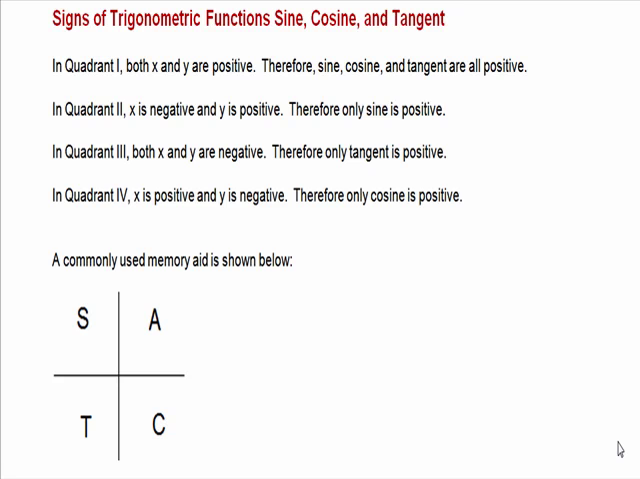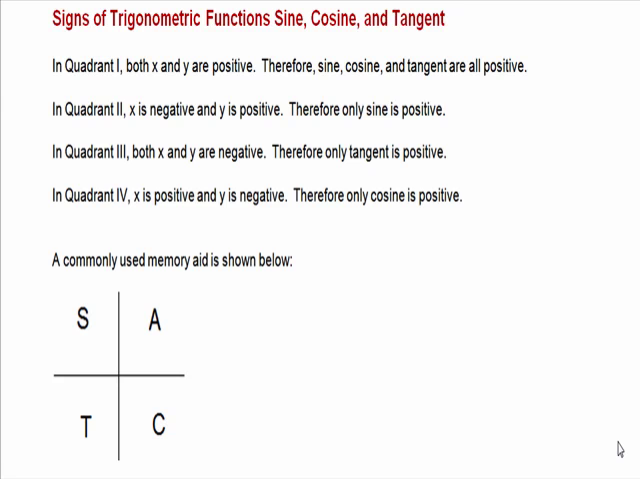In quadrant 2, the x is negative, but y is positive. So therefore the sine is going to be positive, but cosine is negative, and therefore tangent is negative because of its relationship to sine and cosine.